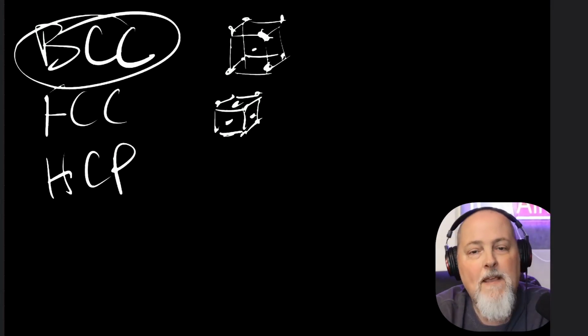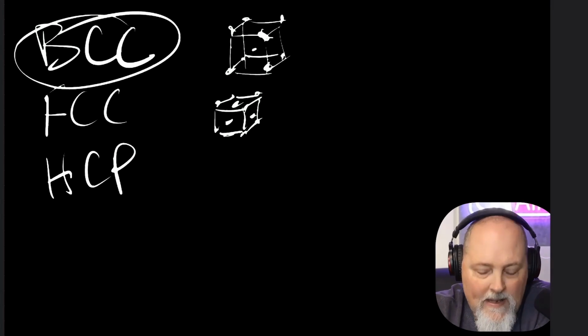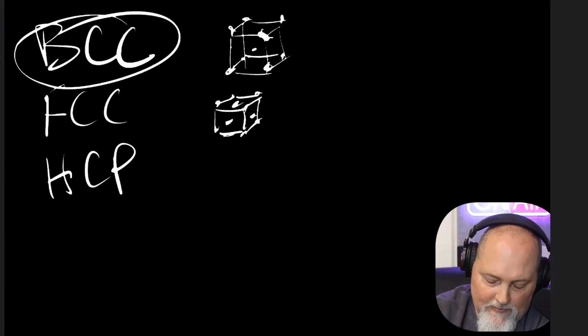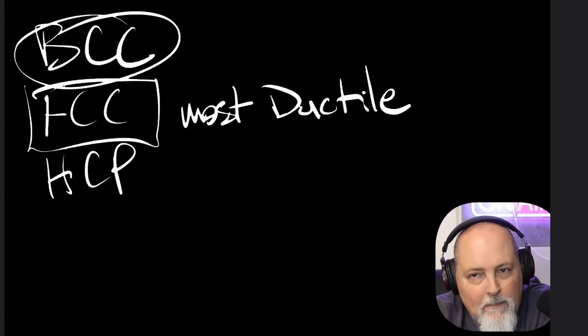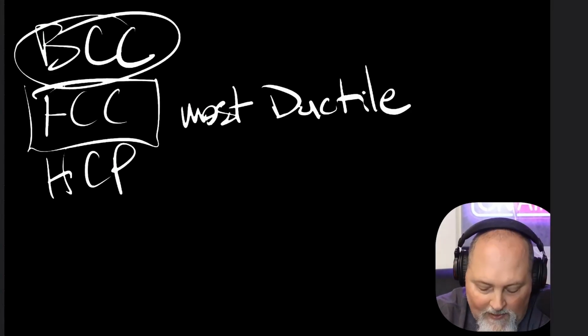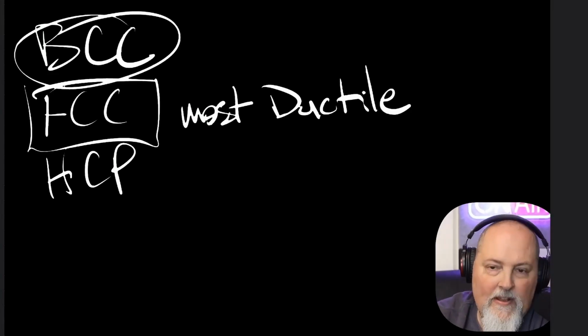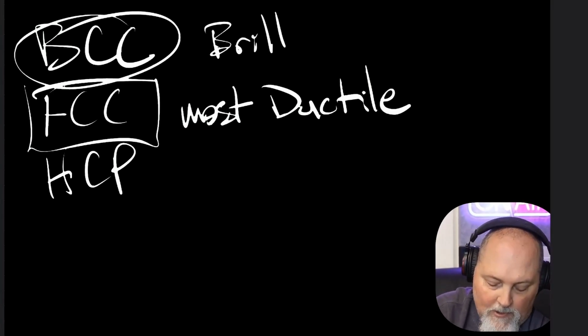So as far as behavior, FCC is the most ductile. That means it has really close packed planes and what's called slip behavior. It has an easier slip behavior. BCC is strong and has moderate ductility, but it can become brittle at low temperatures.